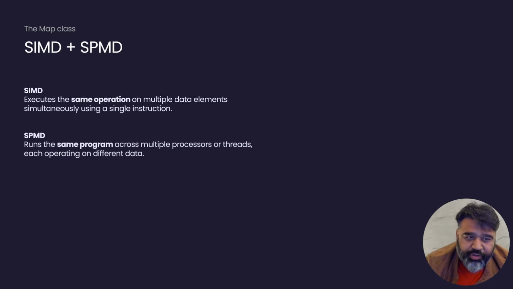Before I move forward, just in case you haven't encountered these terms before, SIMD, or single instruction multiple data, is where you execute the same operation on multiple data elements simultaneously. So, for example, adding two numbers together or adding two arrays together. Whereas SPMD, or single program multiple data, is where instead of just a single operation, you run a whole program across multiple processors or threads, and you're able to make it work across all these different pieces of data simultaneously.